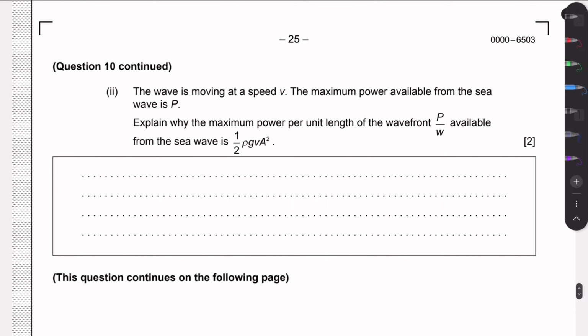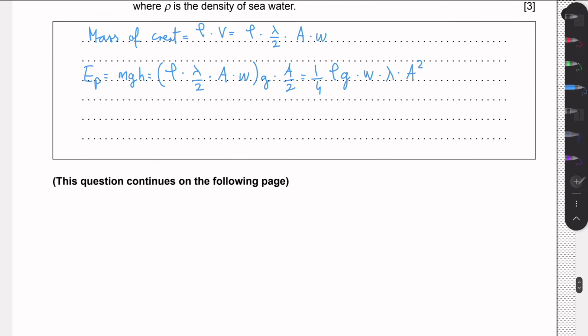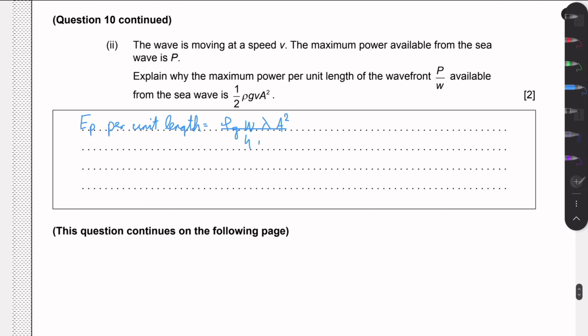So we can see that the energy per unit length is just the energy divided by W. So what we'll have is the density g W lambda A squared divided by 4. So this is what we have had also here. And then we divide it by another W, as we just want it per unit length. So then the W's will just cancel out.